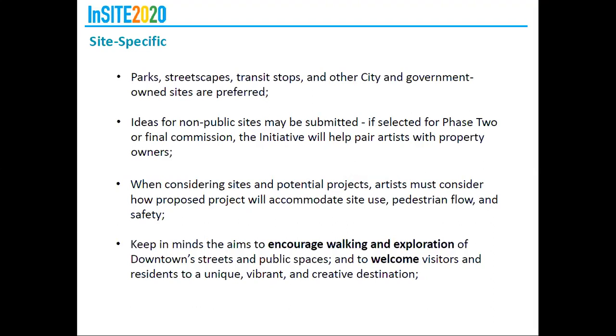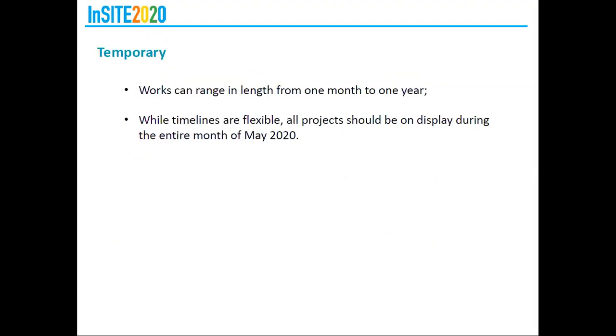Just a few other things to think about. One is just considering how the site is used, pedestrian flow, safety, and then also our goal to encourage walking and exploration. In terms of how we're defining temporary, the works can range anywhere from 1 month to 1 year. While the timelines are flexible, all the projects should be on display during the entire month of May in 2020. This is so that we have a month of celebration to celebrate these projects, but the works could go in earlier or stay later and have a much longer duration.